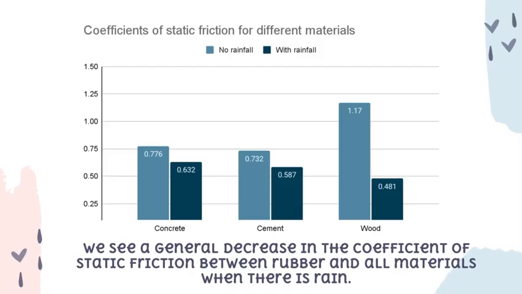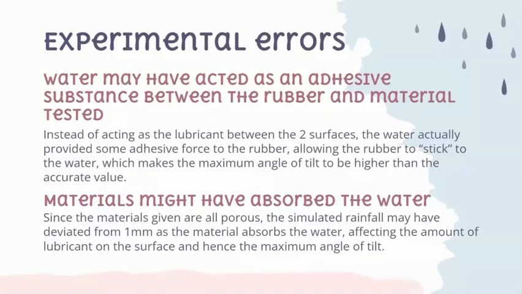The coefficient of static friction between rubber and concrete, cement, and wood all decreased when there is a simulated 1 mm of rainfall height. This means that all materials became more slippery when wet, as expected. As concrete and cement are generally similar materials, both share largely similar coefficients, with and without rainfall, with concrete being slightly less slippery. Wood had the highest coefficient when dry, which is probably because wood is much rougher than the other two materials. However, wood has the lowest coefficient in wet conditions, likely because the vinyl coating prevents water from being absorbed, thus more water remains to lubricate its surface.